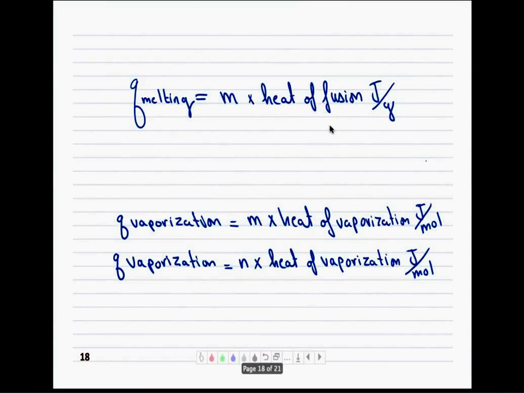So Q melting, if the material is at its melting point, the energy that I need to take it from ice to liquid at its melting point is M times the delta H of fusion. It's going from solid to liquid. I said to gas and that's wrong. Here it's the melting, we're going from solid to liquid. The melting is M times delta H of fusion, in joule per gram. So if it is at its melting point, how much energy I need to melt something is M times delta H of fusion.